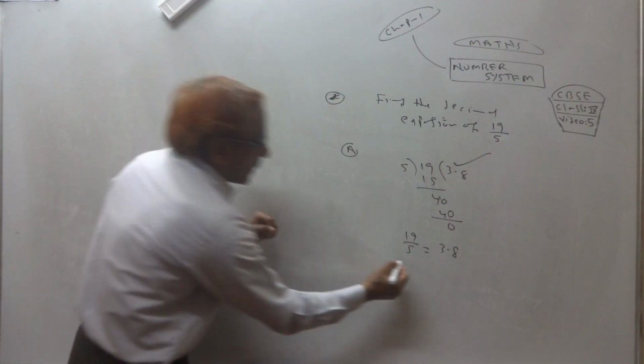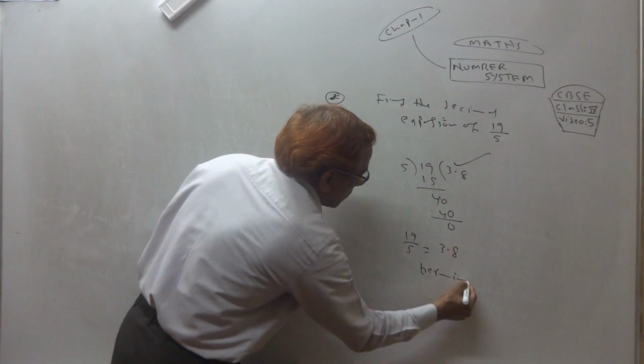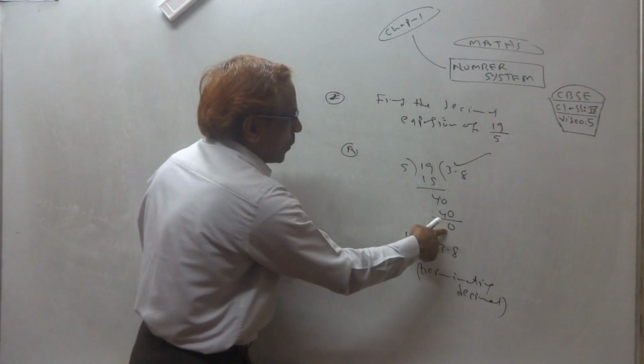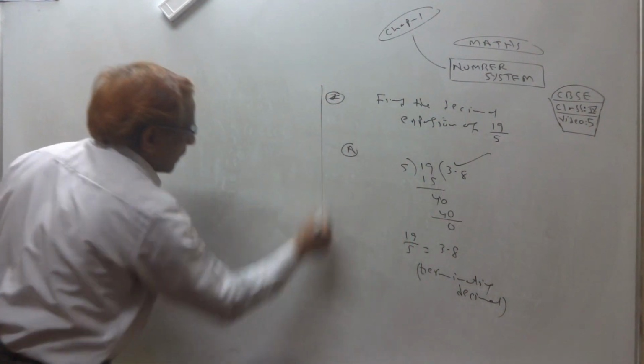That's all. This is called what? This is called terminating decimal. Why? Because when you get 0, it is a terminating decimal. See more cases.